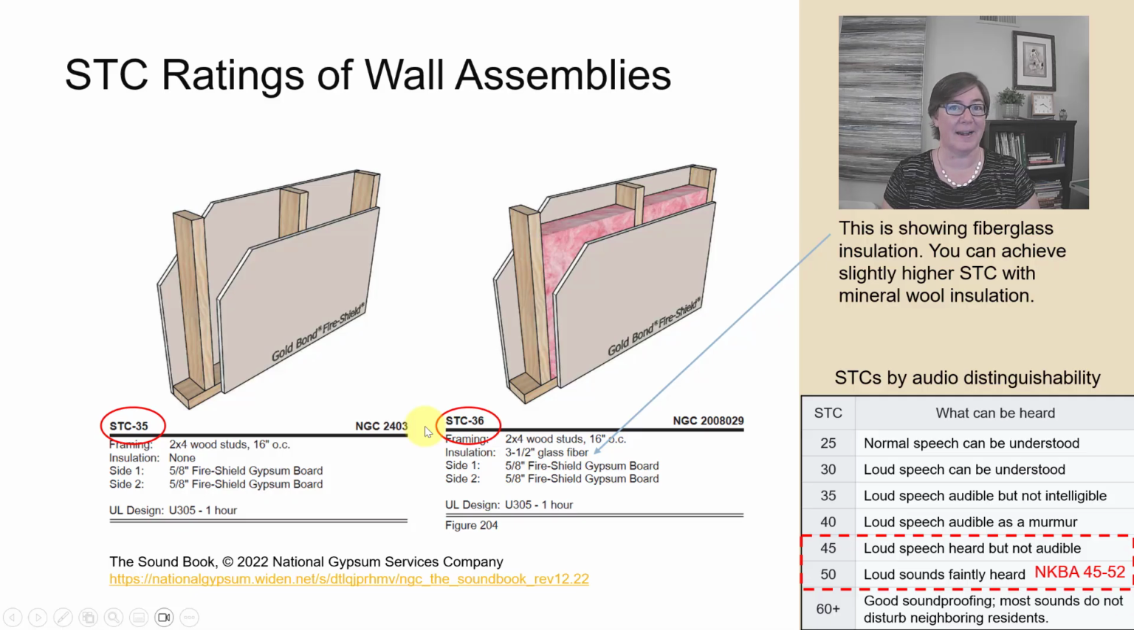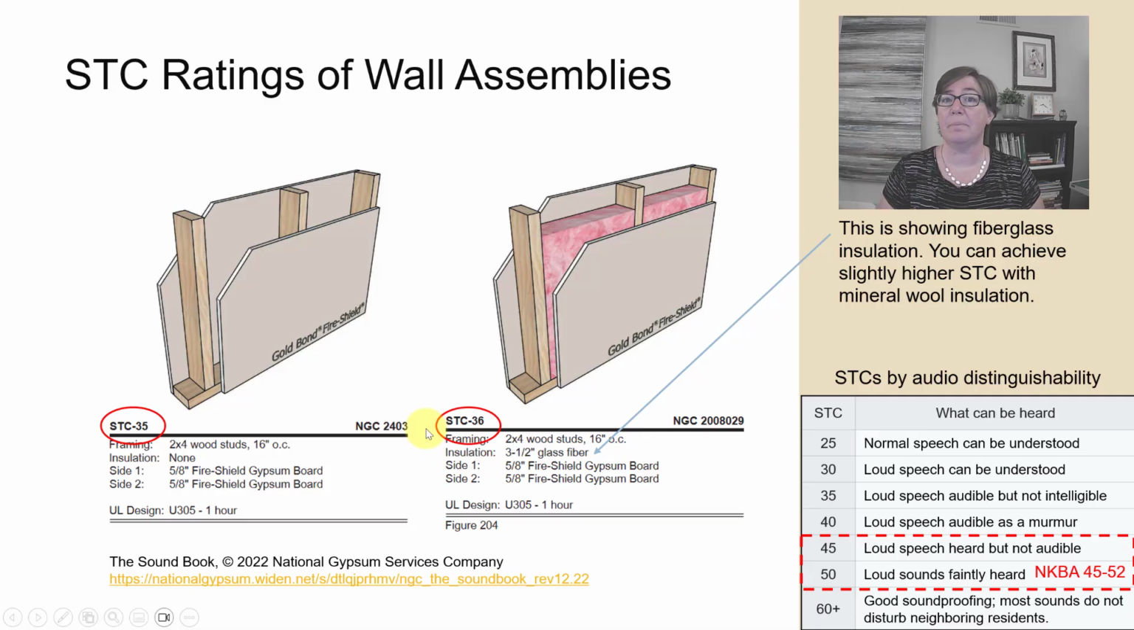Notice this, it does not reach our NKBA recommendations, and it's a very small increase. In fact, you have to have an increase of 2 or 3 decibels in your STC rating to even notice the difference, for the human ear to notice a difference.